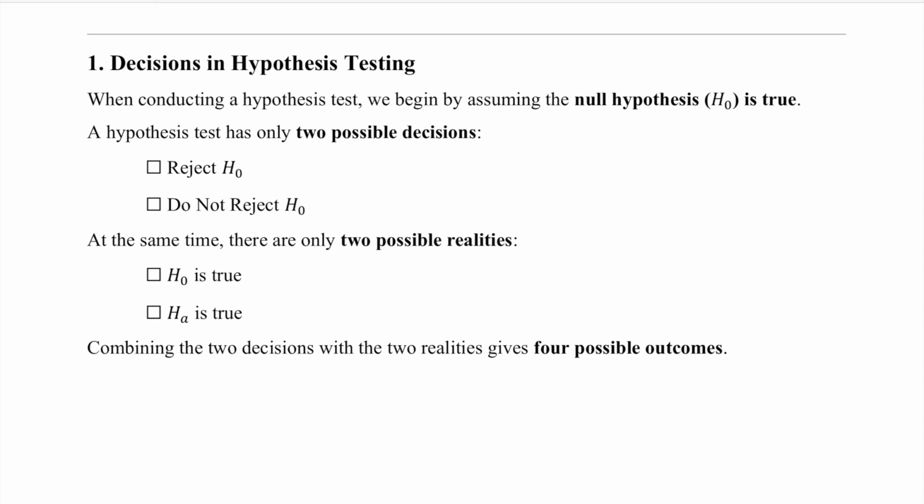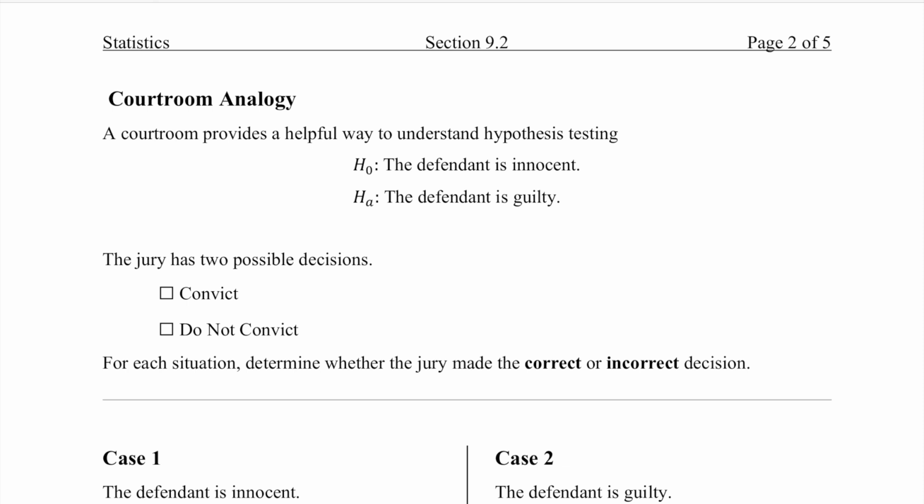A helpful way to understand these outcomes is with a courtroom analogy. Suppose H0 states the defendant is innocent. HA states the defendant is guilty. The jury can either convict or not convict.